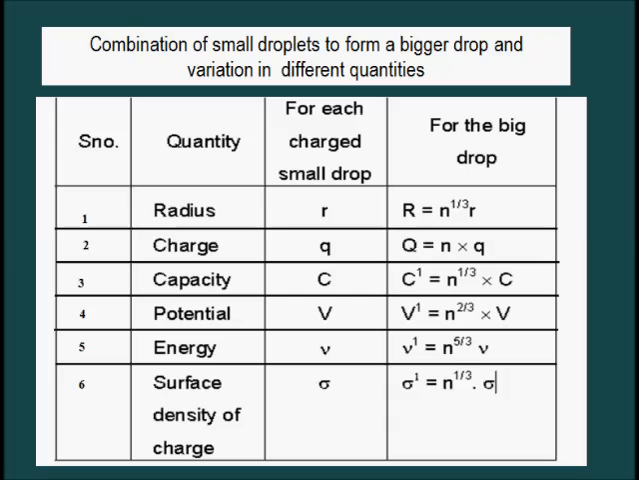Let us revise again. When we combine n droplets, the new radius is n to the power 1 by 3 times r, the new charge will be nq, the new capacitance will be n to the power 1 by 3 times the old capacitance of each droplet, the new potential will be n to the power 2 by 3 times the old potential of each droplet, the new energy will be n to the power 5 by 3 times the old energy. The new charge density is n to the power 1 by 3 times the old charge density.